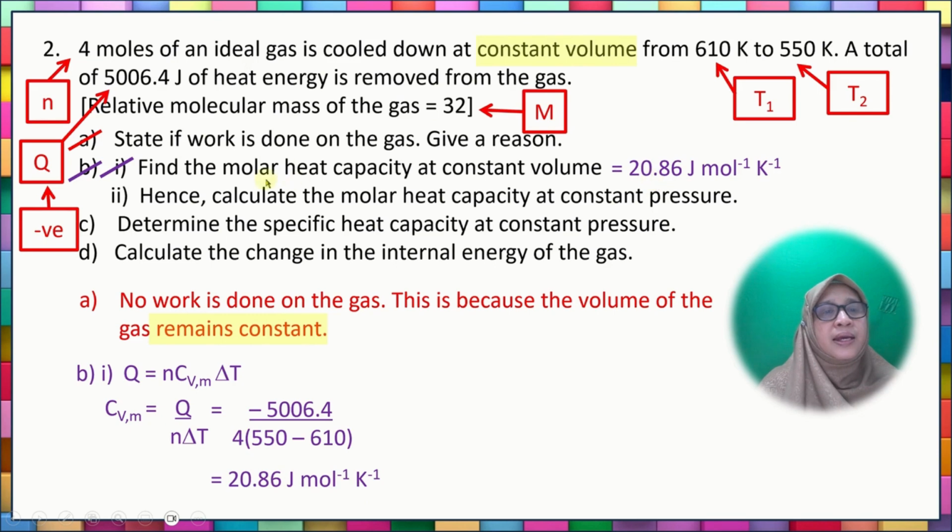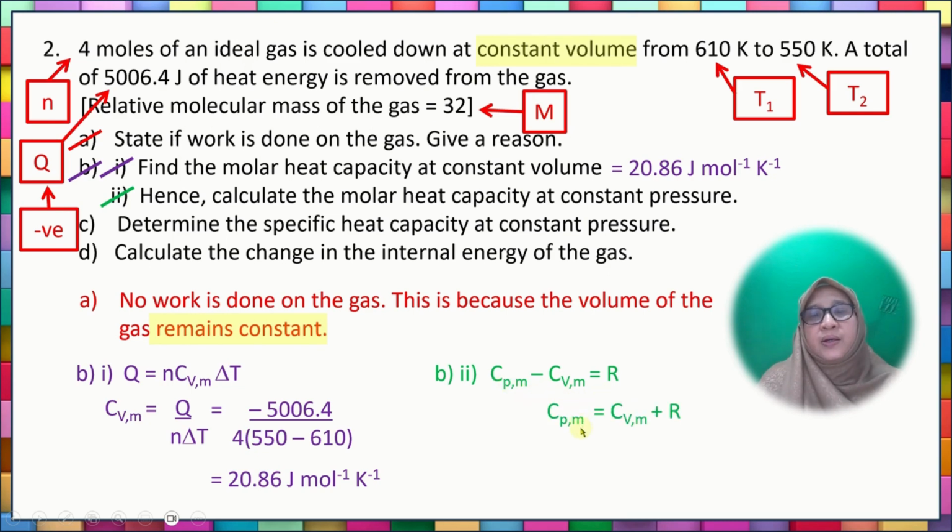Okay, then B2. We are going to calculate the molar heat capacity at constant pressure. To find it, we can use the relationship between C_P,m and C_V,m. So C_P,m minus C_V,m equals R. Molar heat capacity at constant pressure minus molar heat capacity at constant volume. We rearrange it and get C_P,m equals C_V,m plus R. So substitute this C_V,m into the equation, plus R 8.31. So the answer is 29.17 joule per mole per Kelvin.